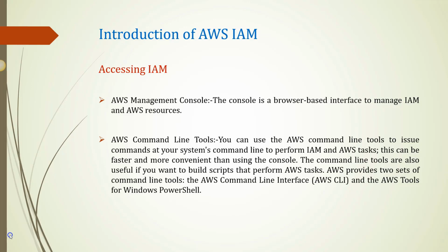Second is AWS Command Line Tools. You can use AWS Command Line Tools to issue commands at your system's command line to perform IAM and AWS tasks. This can be faster and more convenient than using the console. The command line tools are also useful if you want to build scripts that perform AWS tasks. AWS provides two sets of command line tools: AWS Command Line Interface, that is AWS CLI, and AWS Tools for Windows PowerShell.